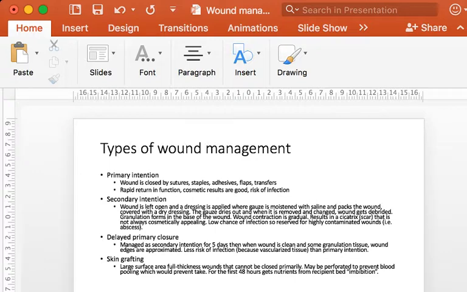In delayed primary closure, it's a mix between primary intention and secondary intention. The wound is managed as secondary intention for 5 days, and then when the wound is clean with some granulation tissue, the wound edges are approximated with sutures, staples, etc. There is less risk of infection because the tissue has become vascularized, and all that vascularized tissue is bringing immune cells with it. In skin grafting, there's a large surface area, full thickness wound which cannot be closed primarily. It may be perforated to prevent blood pooling, which would prevent the take. For the first 48 hours, the wound will get nutrients from the recipient bed.